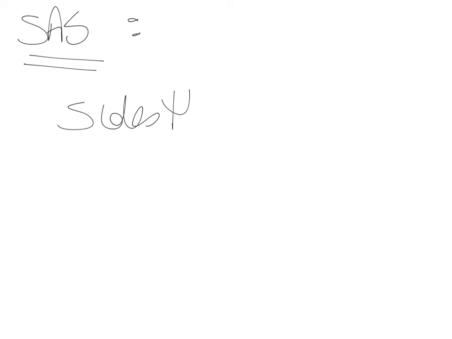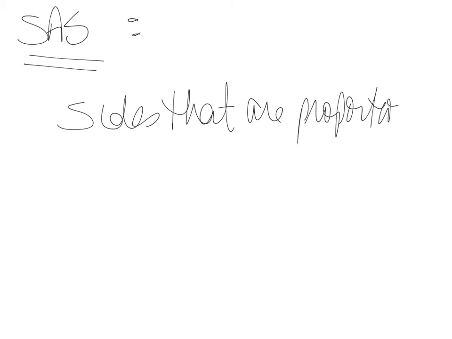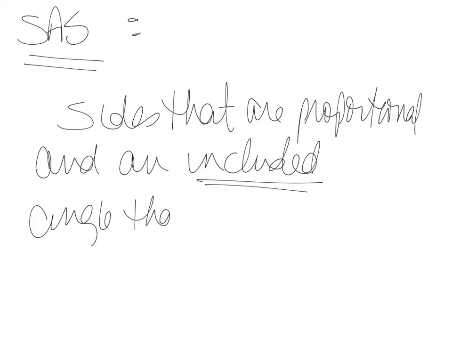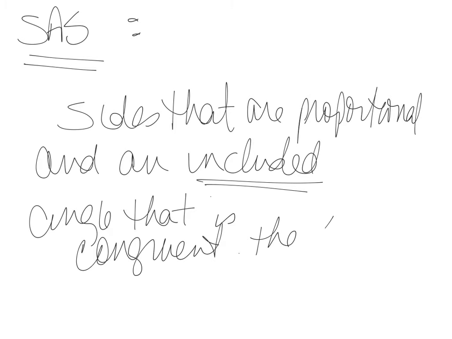At this point, we've gone over enough material to prove the side-angle-side similarity criterion. So I just want to call that out. If we have sides that are proportional and an included angle, it must be included, that is congruent, the triangles will be similar.